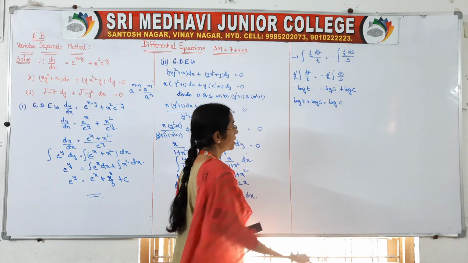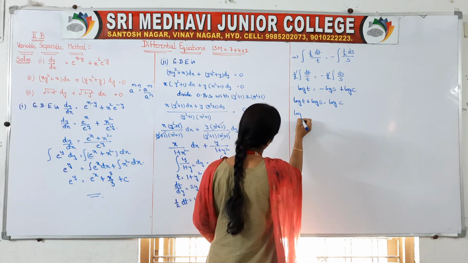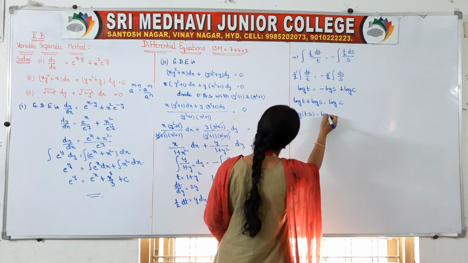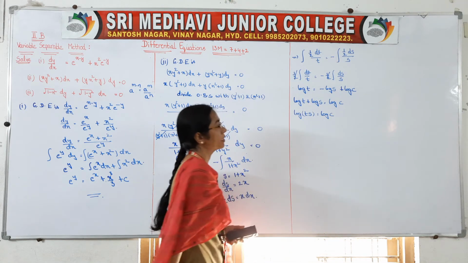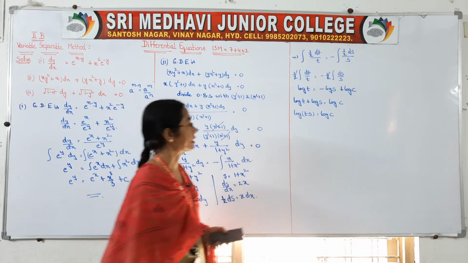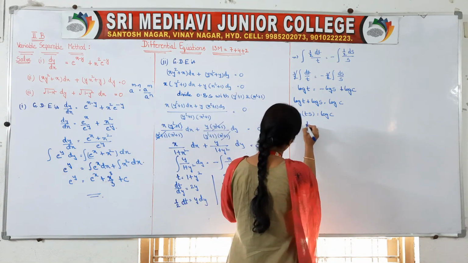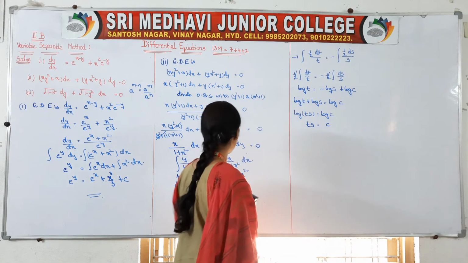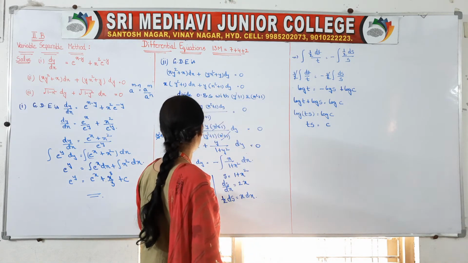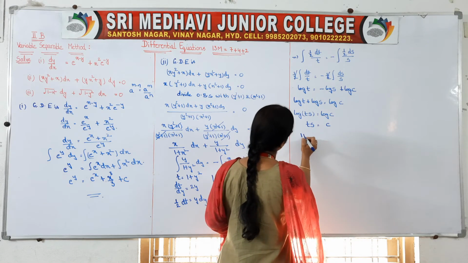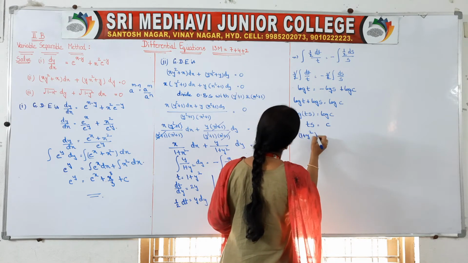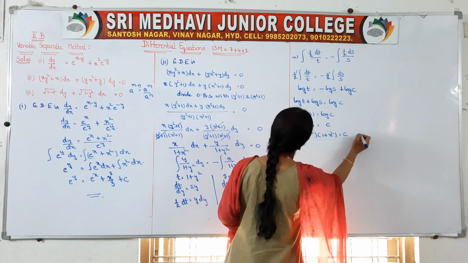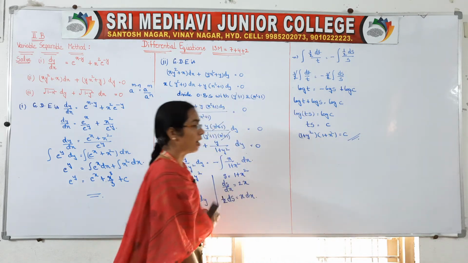Log m plus log n is equal to log m into n. Okay, so this is log ts is equal to log c. Log cancel, so ts is equal to c. What is our t? We have taken t is equal to 1 plus y square. S is equal to 1 plus x square. So (1 plus y square)(1 plus x square) is equal to c is the answer.